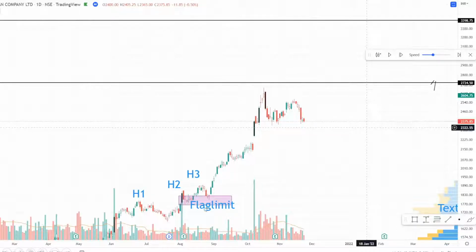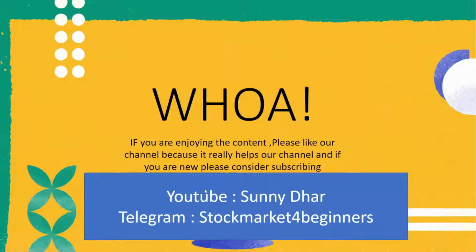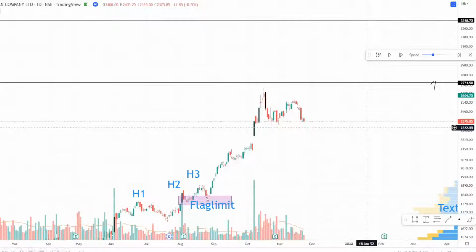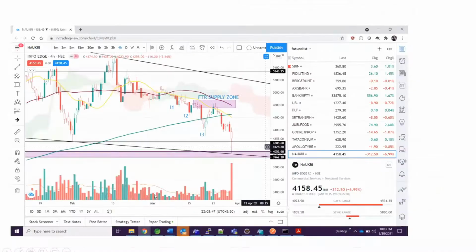This is actually FTR, and now see, from this zone the price has gone to 2700. Almost 1000 points up move from this zone. So this is the case of FTR.